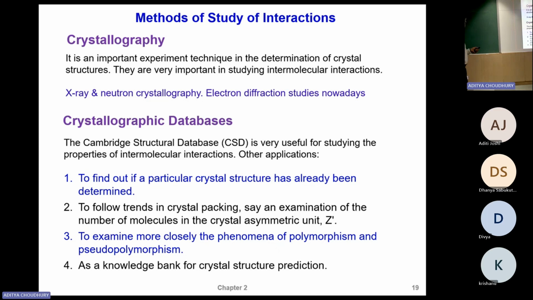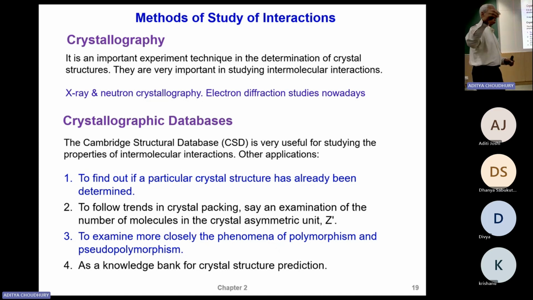Of all the things, one is crystallography. In crystallography, it will tell you where the atoms are present. But you need to remember, in X-ray crystallography we can get only the electron density. We don't see the atom. We don't know which atom is which. It's only the electron density.